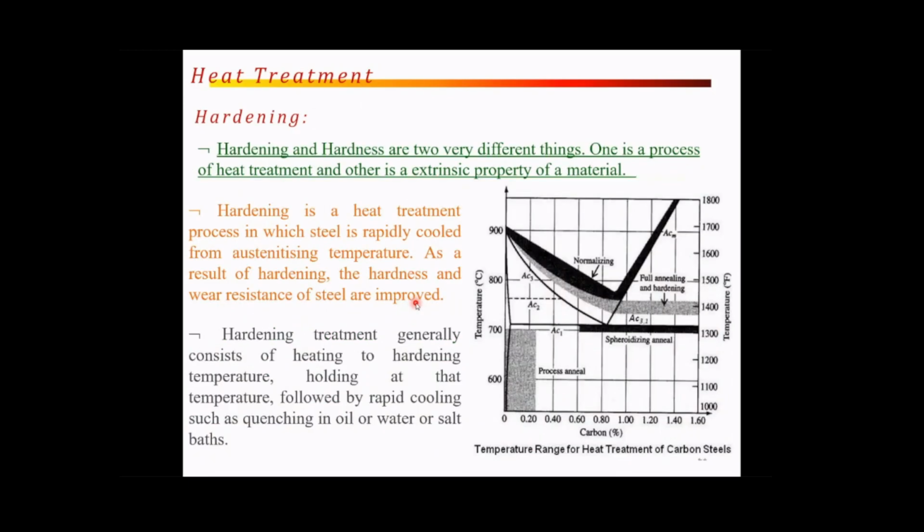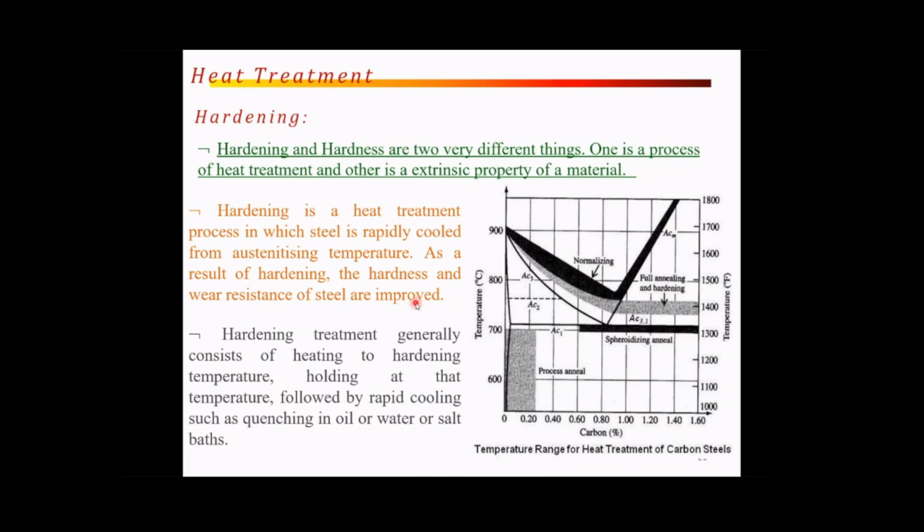So the third one is hardening. Hardening and hardness are two very different things. One is a process of heat treatment and the other is an extrinsic property of a material. Hardening is a heat treatment process in which steel is rapidly cooled from the austenitizing temperature. As a result of hardening, the hardness and wear resistance of steels are improved. Heat treatment generally consists of heating to hardening temperature, holding at that temperature, followed by rapid cooling.